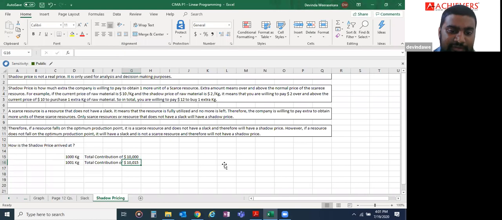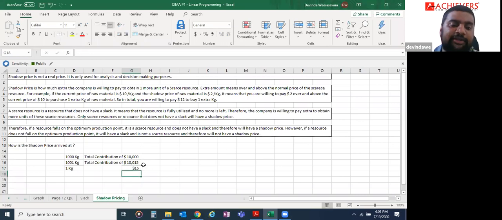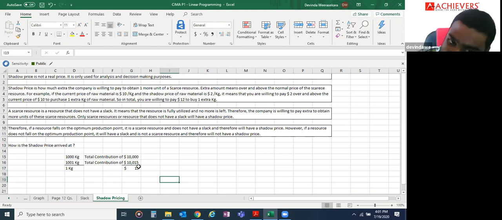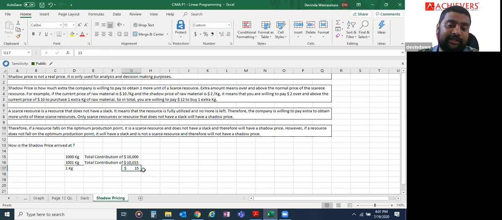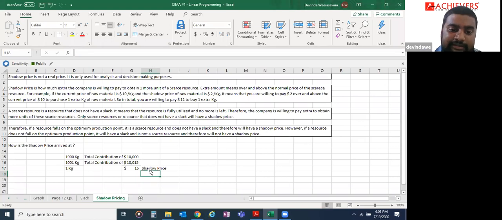By having that one extra kilo, how much extra contribution did I earn? $15. Clear? By having that one extra kilo, I earned an extra contribution of $15. So this is the maximum amount I am willing to pay, and this is what I call the shadow price.